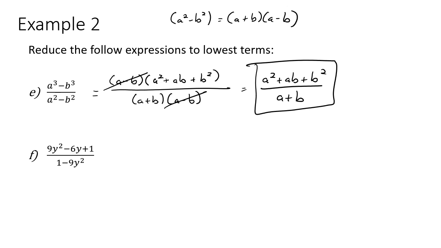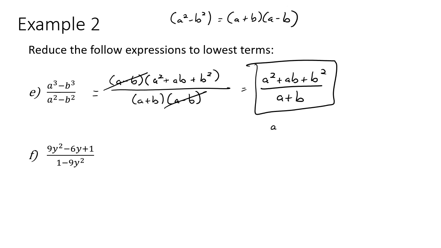For part F, we've definitely got some tricky factoring going on here. So let's see what's going on. In the numerator, this is a standard quadratic, although we're working with y instead of x, but that's just a name. It works the same way. We've got 9y squared minus 6y plus 1. So I'm going to use the British method of factoring for that, which is a very procedural approach.